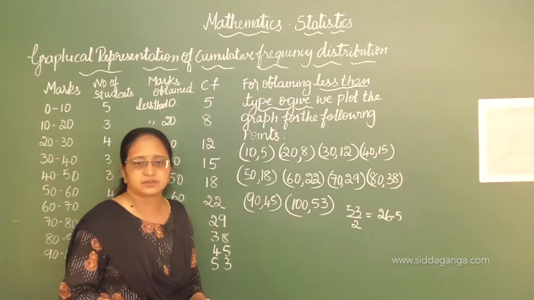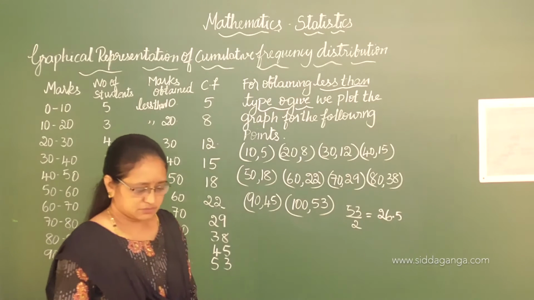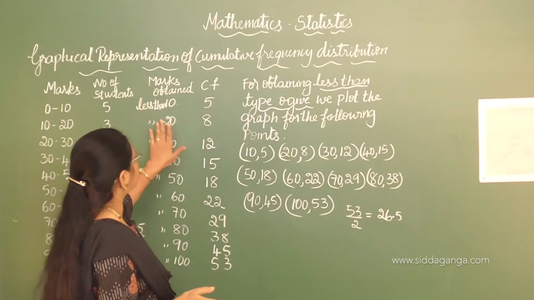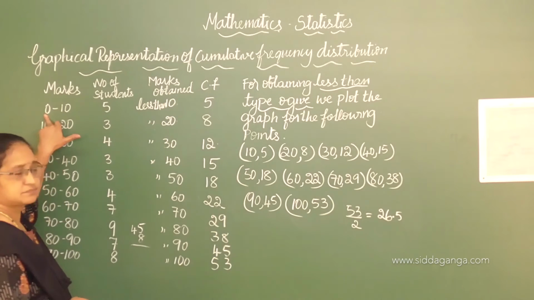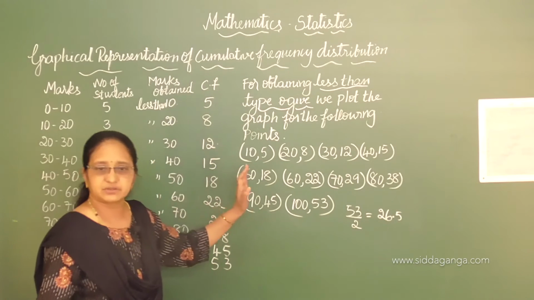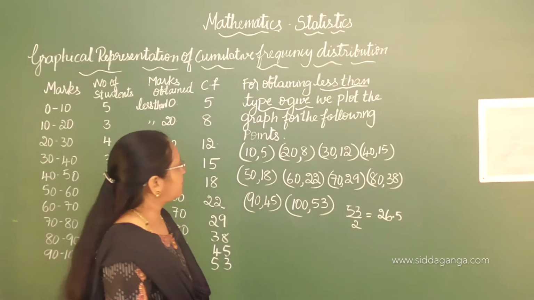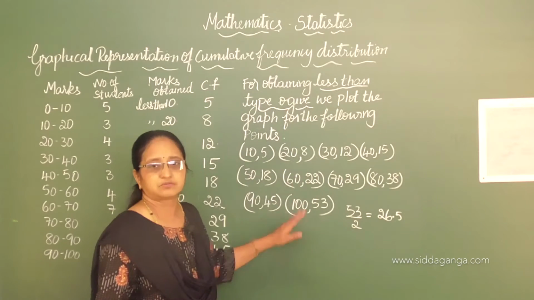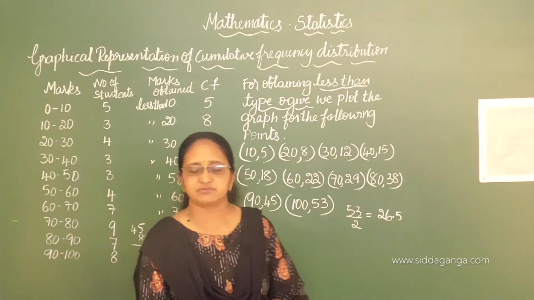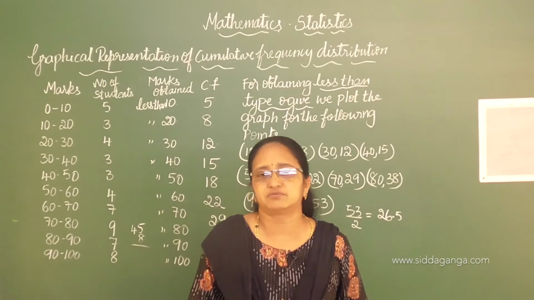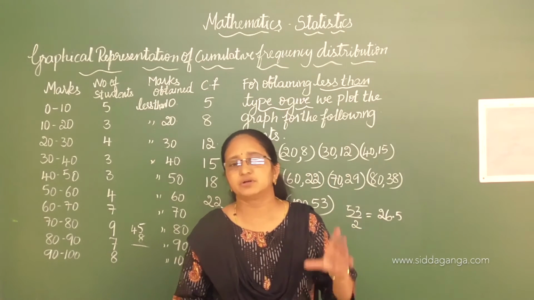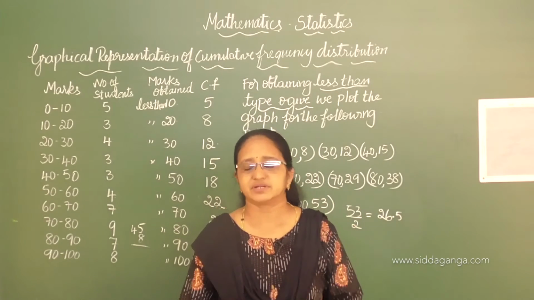Now the next one, I will show how to plot the more than type ogive, and as you all know, for more than type we are going to take the lower limit, and then for that we will find out the cumulative frequency. And again we have to write the points for more than type, then we are going to plot the graph. But here I am going to use the same graph, but you can use a separate graph for more than type. Why am I using the same? Because to show the intersection of less than type and more than type, then we can find out the median.